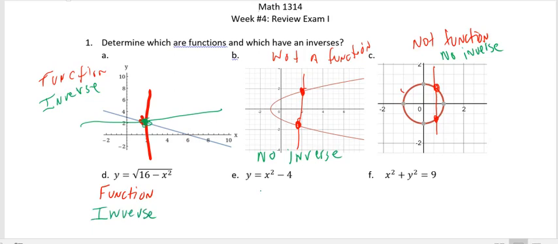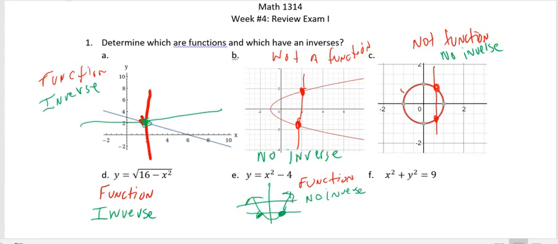And then for the next one, y equals x squared minus 4. If you think about the graph, it looks something like this. So that would pass the vertical line test, so this would be a function. But does that pass the horizontal line test? So we draw a horizontal line, and it's going to fail the test. So this is going to be no inverse. So although it's a function, it doesn't mean that it has an inverse.